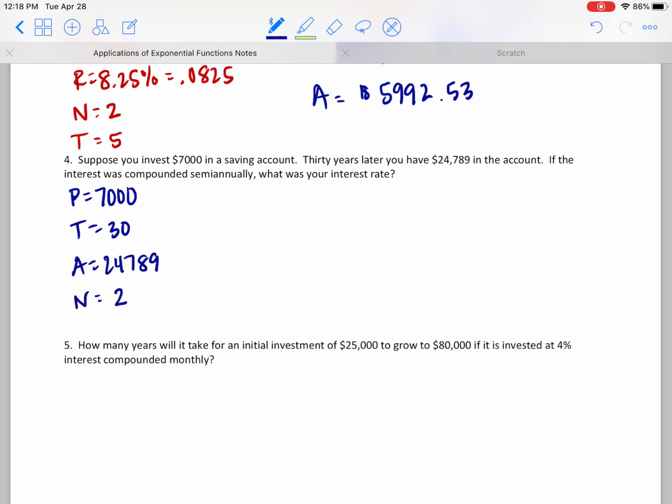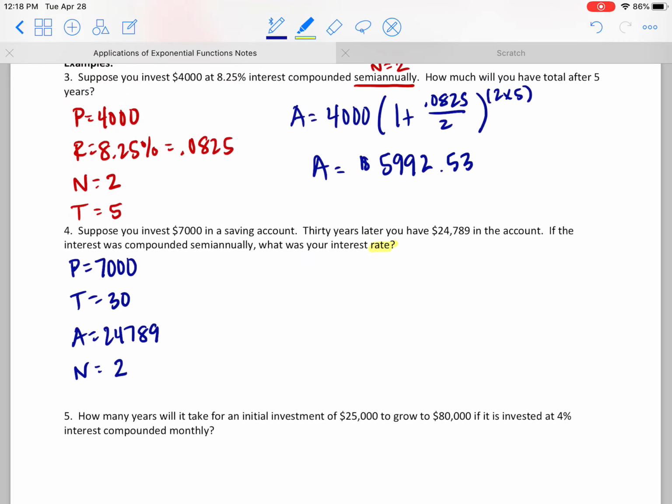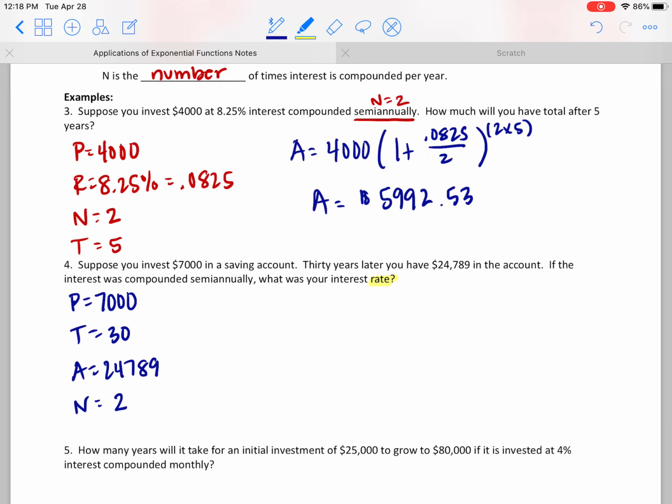All right, so this time, 7,000 principal amount. 30 years later, t is 30. You have 24,789. That's the final amount. And interest is compounded semi-annually, so again, n equals 2. This time we're trying to find the rate. So the rate is the question, right? The rate is the question, so that's going to be the piece that stays in a variable.